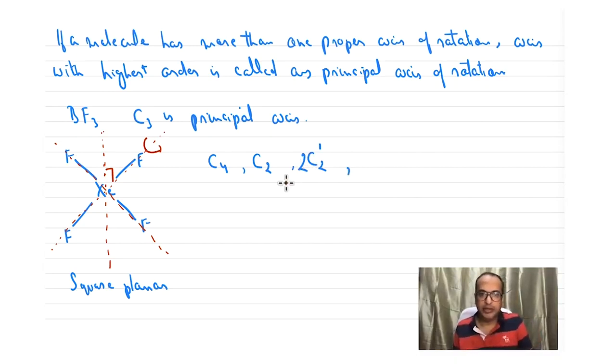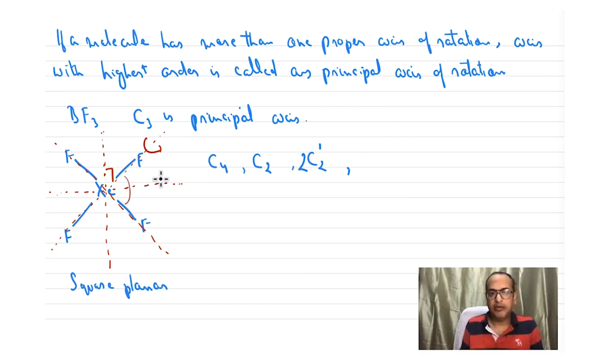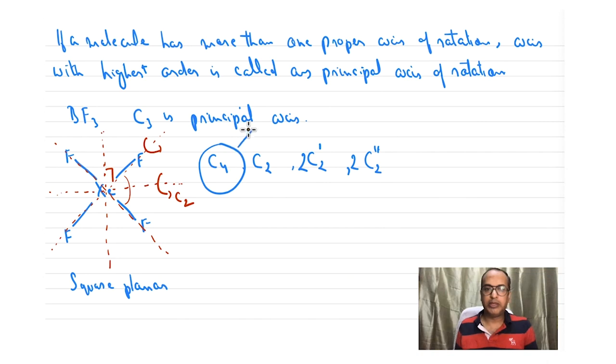Then there would be another C2 which is actually bisecting the F-Xe-F angle, right? Instead of passing through the bonds, now it is bisecting this angle. So this is also a C2, so this will be called C2 double prime. This is just to distinguish between different C2s, and there will be two such C2 double primes, right? So these are all the proper rotation axes which are present in this molecule, and C4 will be called the principal axis, right? Because this is the axis with highest order.